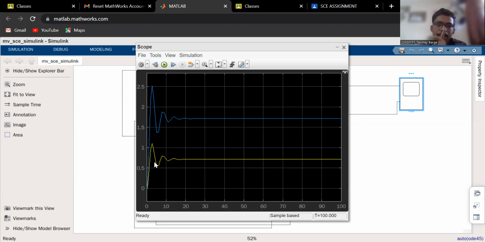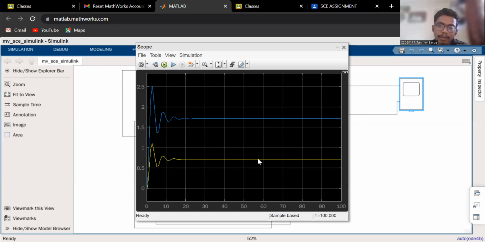Similarly for the second block, after a certain overshoot and undershoot, we get a straight line as we have used dampers for both cases. So this is how we can get the results using our Simulink software. Now let us see the results using our Simscape software.